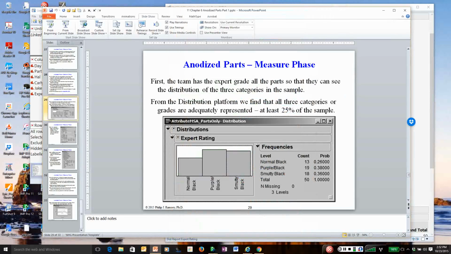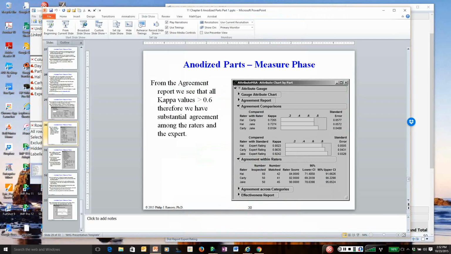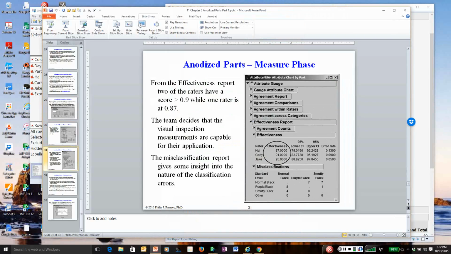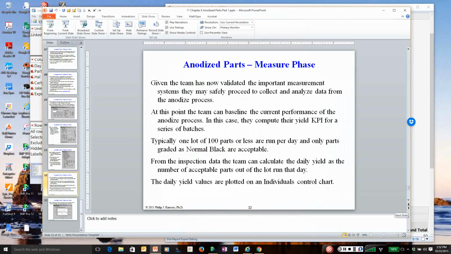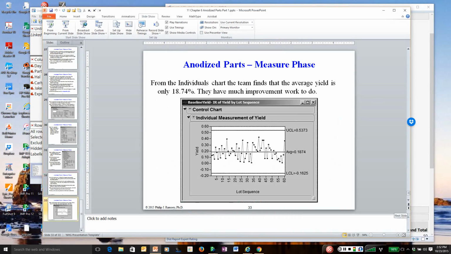So what happened at this point, and you can read the discussion in the notes, okay, the team decided that basically the measurement systems were capable, the backscatter gauge was brought into capability, and the visual inspection was found to be very capable. So at this point, they decided it was time to move on with the measure phase.